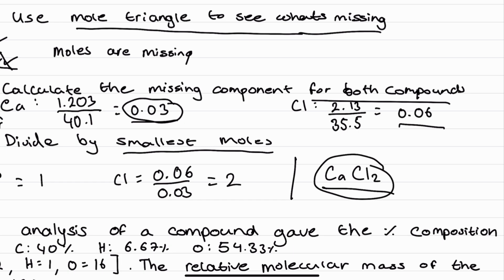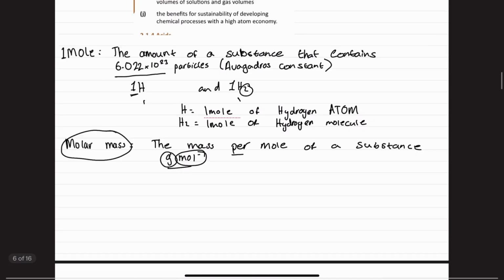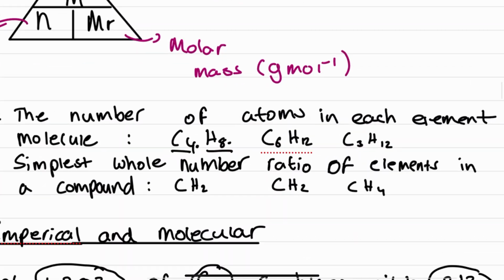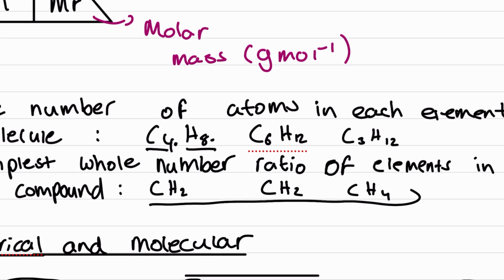The empirical formula. Remember, empirical formula is the smallest whole number ratio, which was given by these examples here. This is what we've calculated. The numbers here, that 1 to 2, that 1 to 2, that 1 to 4.